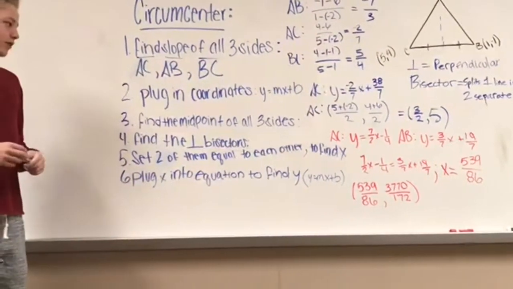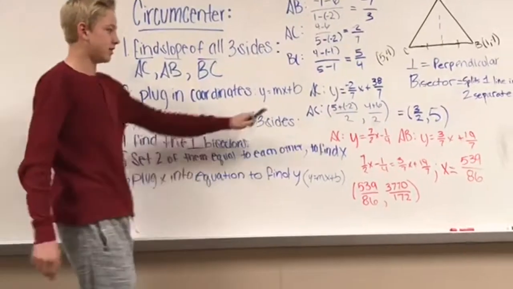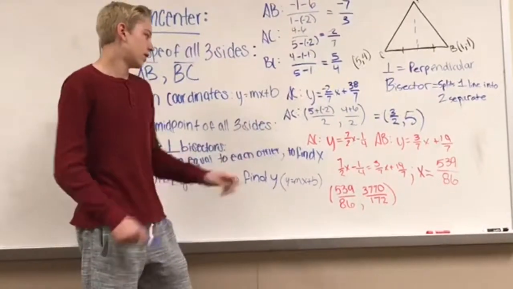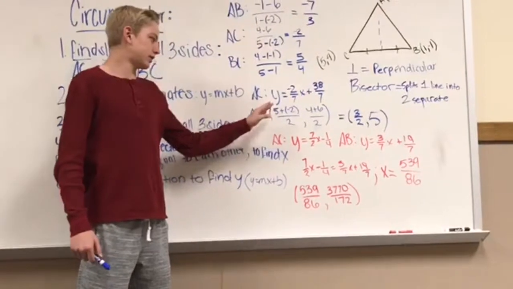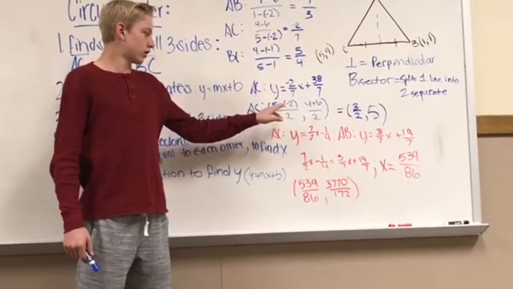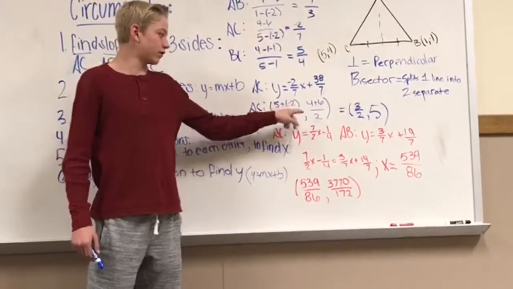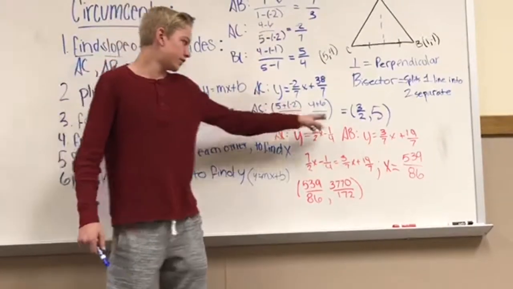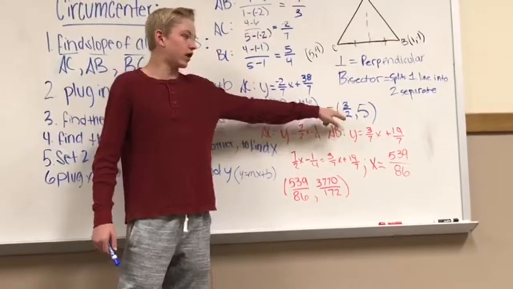Third step, you find the midpoint of all three sides, and we have an example for AC. (5 plus -2)/2, comma (4 plus 6)/2, that is the midpoint, which comes out to be 3/2, comma 5.